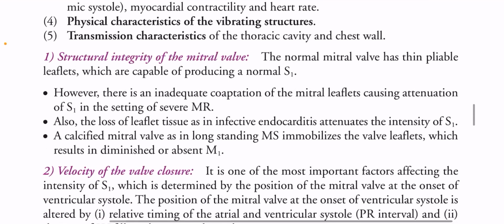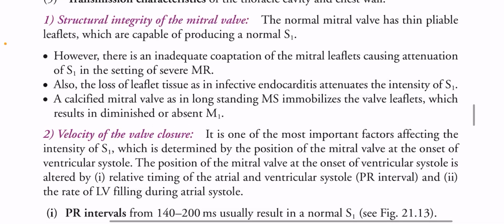Now, the structural integrity of the mitral valve. The normal mitral valve has thin, pliable leaflets, which are capable of producing a normal first heart sound. However, there is an inadequate coaptation of the mitral leaflets, causing attenuation of first heart sound in the setting of severe MR. Also, the loss of leaflet tissue, as in infective endocarditis, attenuates the intensity of first heart sound. A calcified mitral valve, as in long-standing MS, immobilizes the valve leaflets, which results in diminished or absent M1.